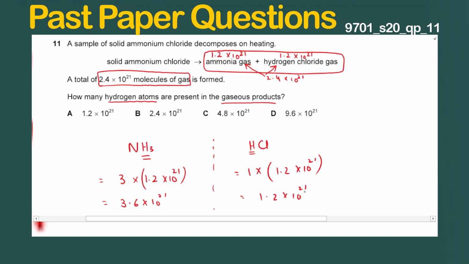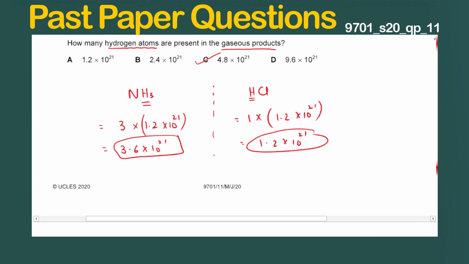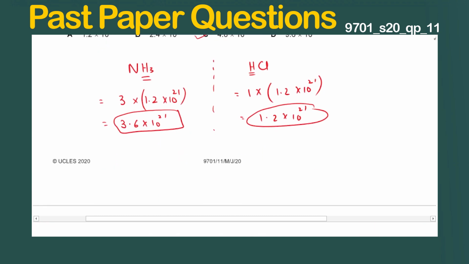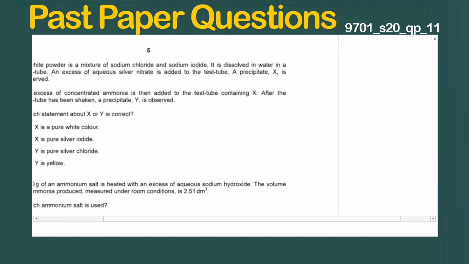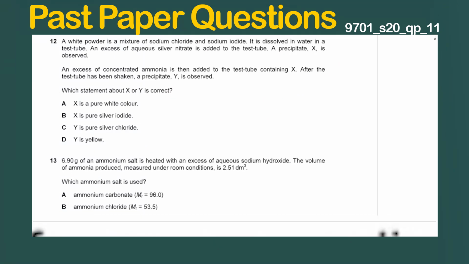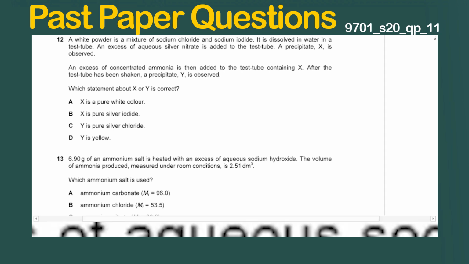And in hydrogen chloride, there is only 1 hydrogen atom. So 1 into 1.2 into 10 raised to the power 21 atoms. All right. So collectively, it must be 4.8 into 10 raised to the power 21. C must be the answer. Got it?